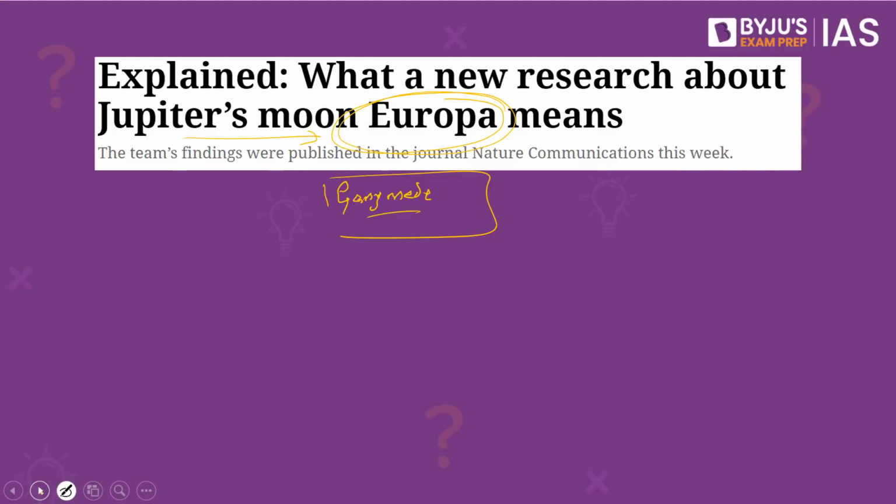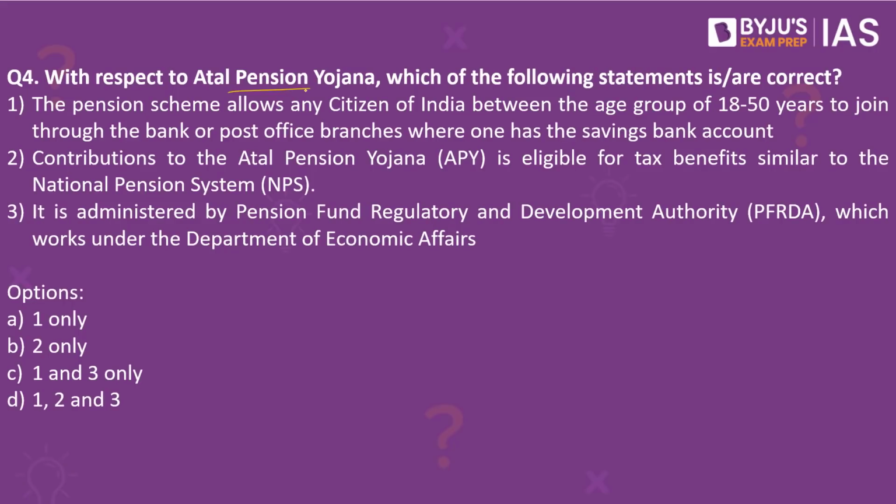Now let's look into the next practice question. With respect to Atal Pension Yojana, which of the following statements are correct? The pension scheme allows any citizen of India between the age group of 18 to 50 years to join through the bank or post office branches where one has the savings bank account. Contributions to the Atal Pension Yojana are eligible for tax benefits similar to the National Pension Scheme. It is administered by the Pension Fund Regulatory and Development Authority, which works under the Department of Economic Affairs. Which of the statements are correct? The answer to this is 2 only.